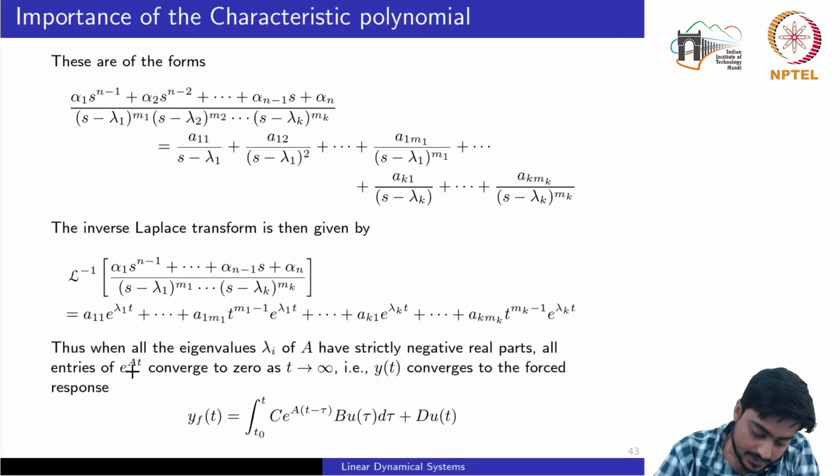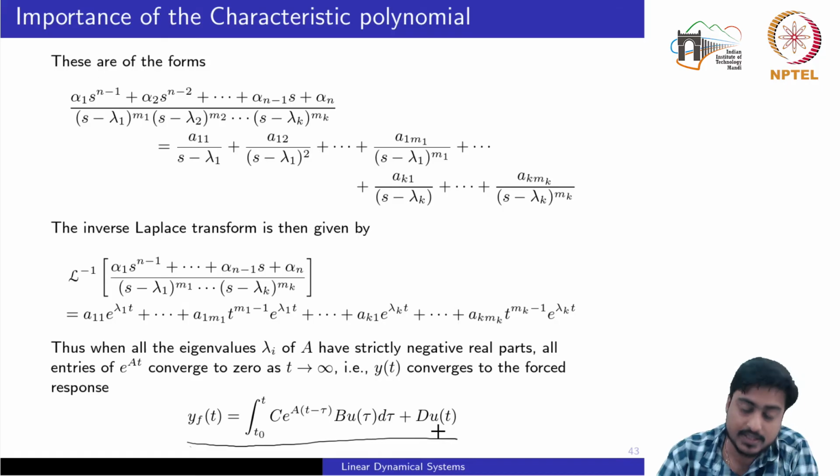Now see that when all the eigenvalues lambda i of A have strictly negative real parts, then all entries of e to the power At converge to 0 as t tends to infinity. That is, the response y of t would converge to the forced response given by this equation.